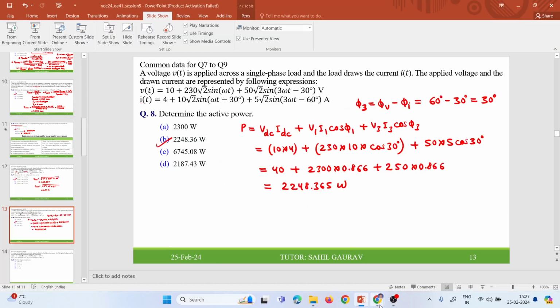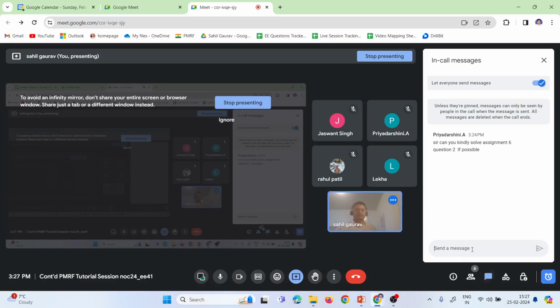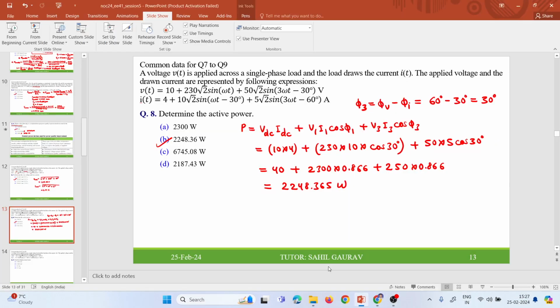How many of you got this? You just solve in parallel with me. I will move a little bit faster.